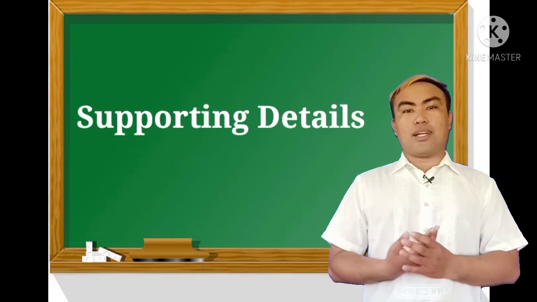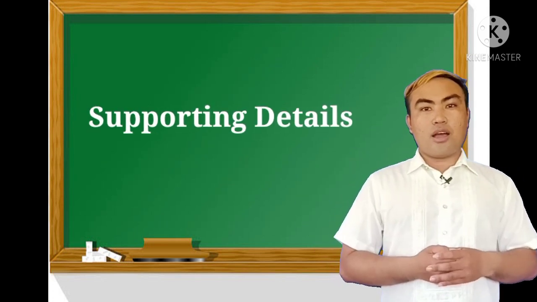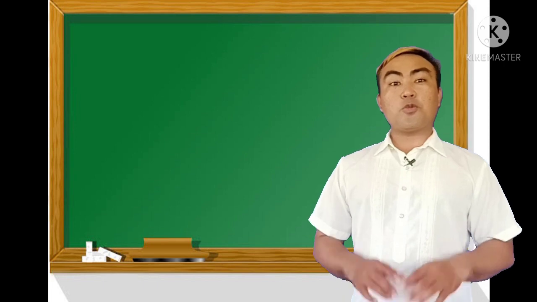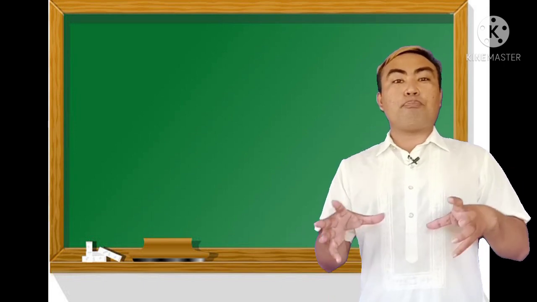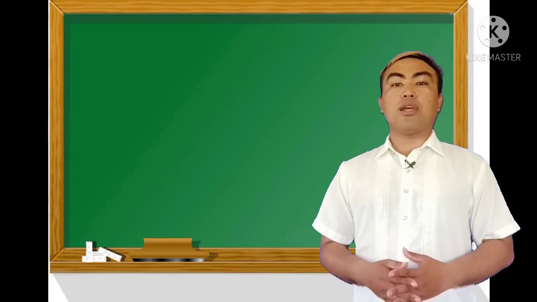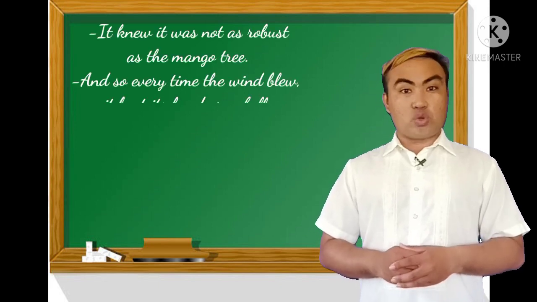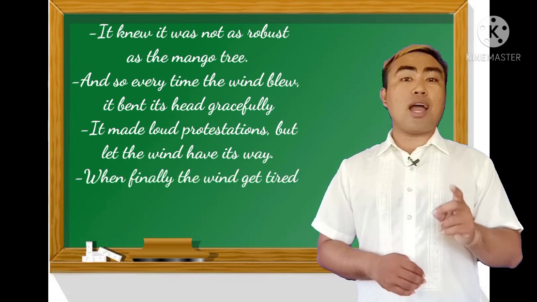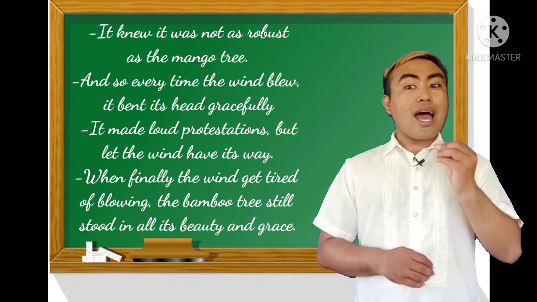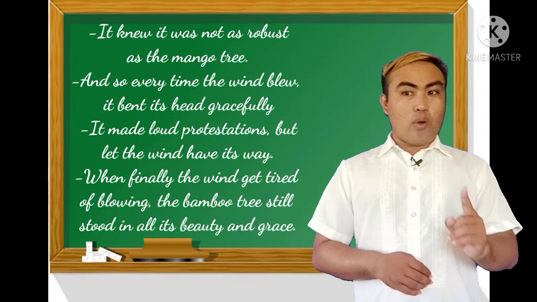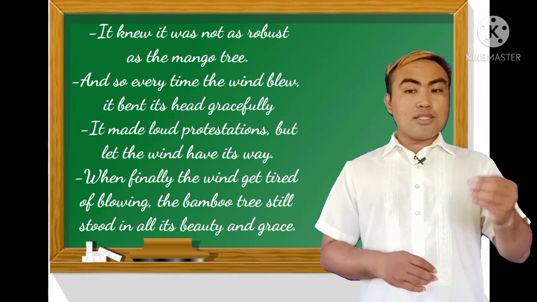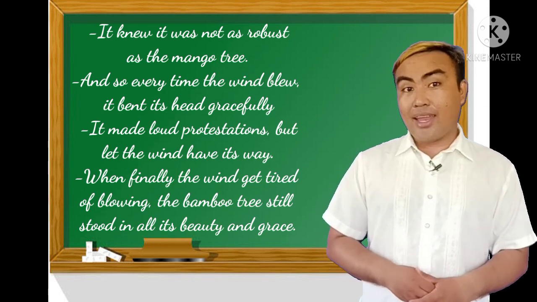And the supporting details of the third paragraph. So the supporting details that prove or support the value of the main idea and its topic sentence: it knew it was not as robust as the mango tree. That's one. And so every time the wind blew, it bent its head gracefully. It made loud protestations, but let the wind have its way. When finally the wind got tired of blowing, the bamboo tree still stood in all its beauty and grace.